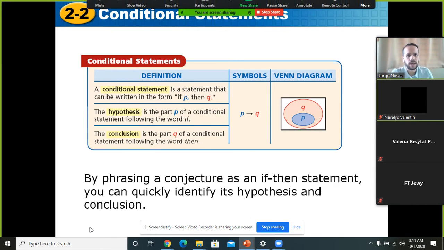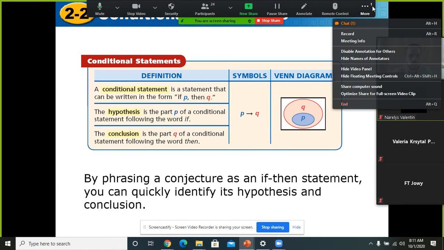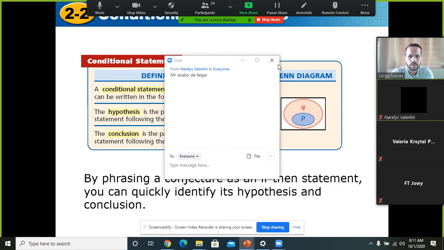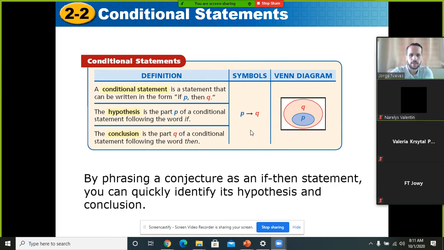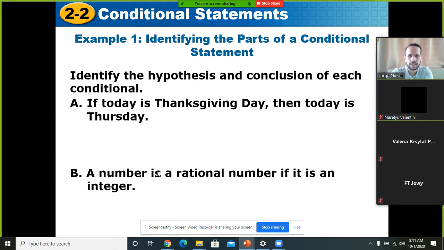By phrasing a conjecture that we saw in the last class as an if-then statement, you can quickly identify its hypothesis and conclusion. So let's see those examples. Identifying the parts of a conditional statement. Identify the hypothesis and conclusion of each conditional statement. Can someone read the first one, A? You also have other examples in your textbook on page 81.